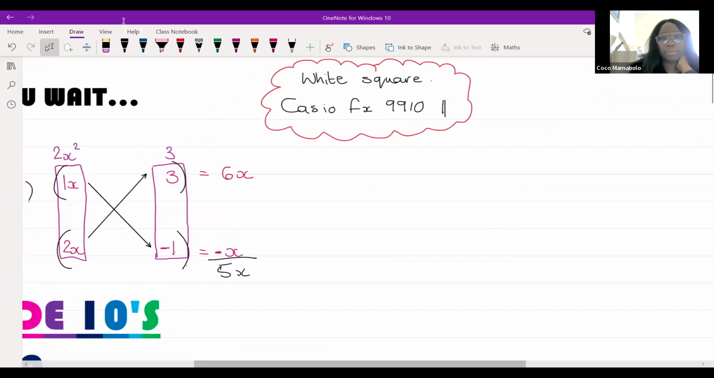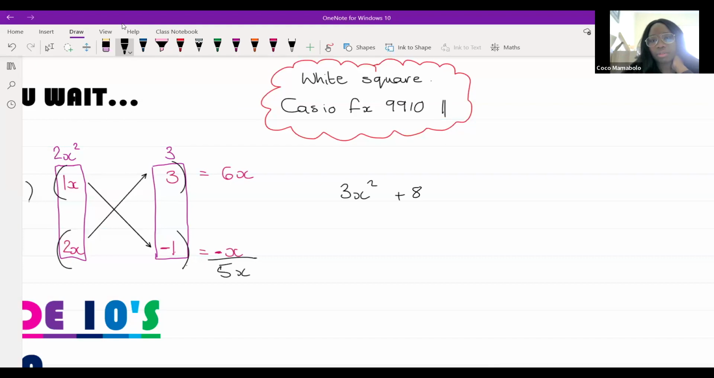My example would be 3x squared plus 8x plus 4. Step 1 would be to take the 3 and times it by the positive 4, which gives 12. And then you find factors of 12 that will give you 12 when multiplied and 8 when added.